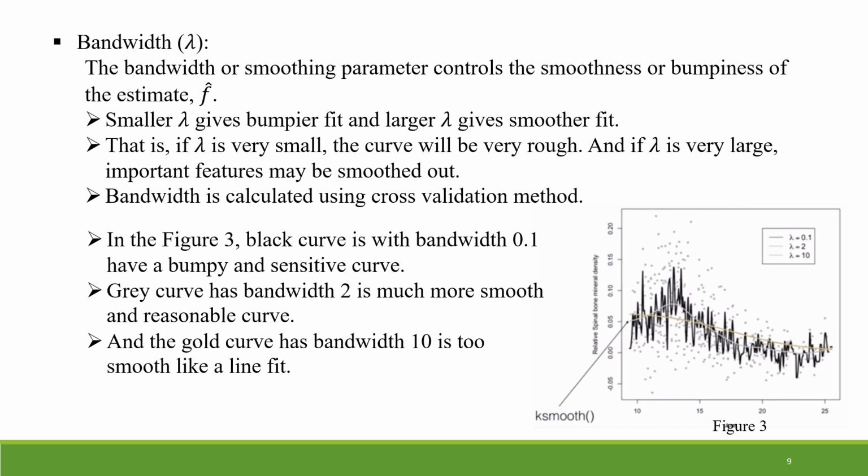In figure 3, the black curve with bandwidth 0.1 is a bumpy and sensitive curve. The grey curve with bandwidth 2 is a much more reasonable and smooth curve. And the gold curve with bandwidth 10 is too smooth, like a line fit. That is, if lambda is very small, the curve will be very rough, and if lambda is very large, important features may be smoothed out. The bandwidth is calculated using the cross-validation method.